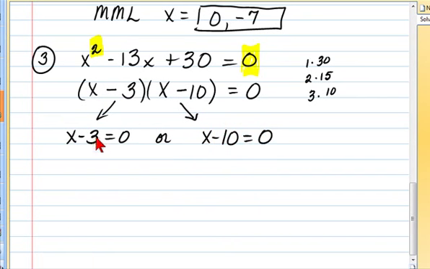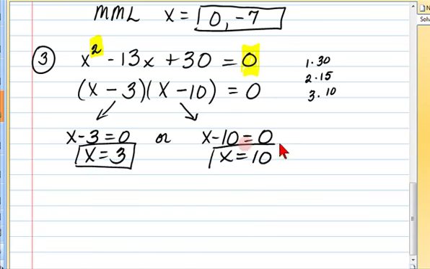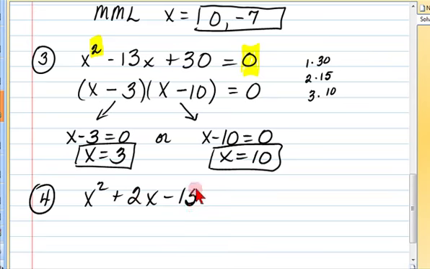First one? Yes, sir. Y'all go ahead and finish that problem. Let me pause this. Okay, so you probably didn't show any work. You've got x equals 3 and x equals 10. How many answers did we get? 2. And we'll always get 2 for a quadratic equation. All right, let's look at number 4. I have x squared plus 2x minus 15 equals 0.